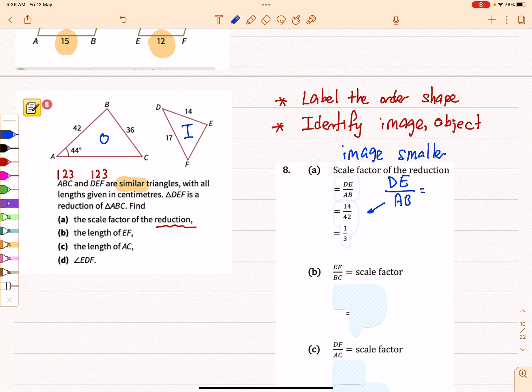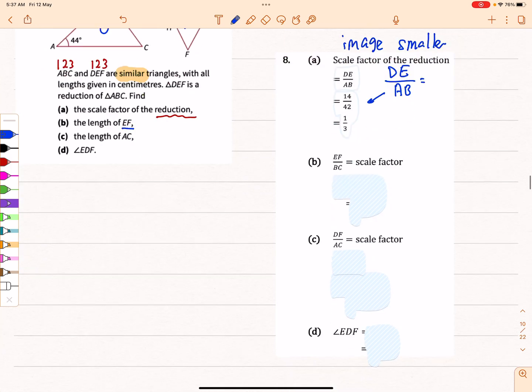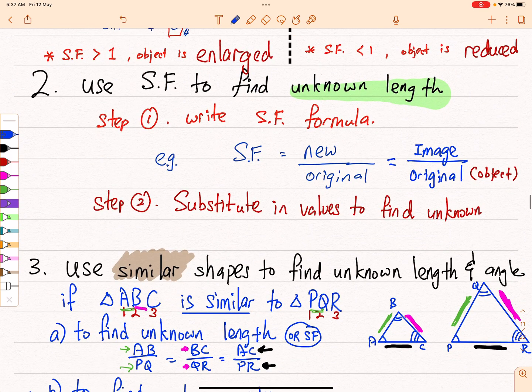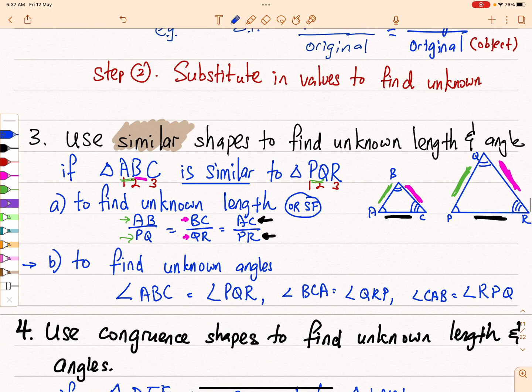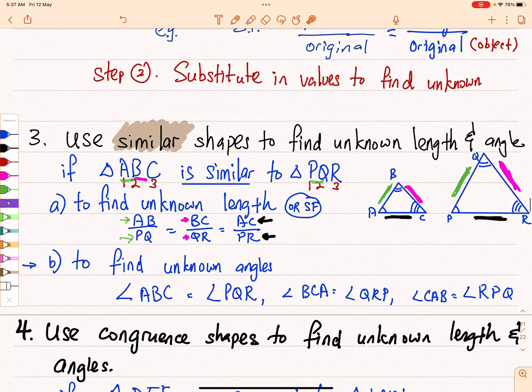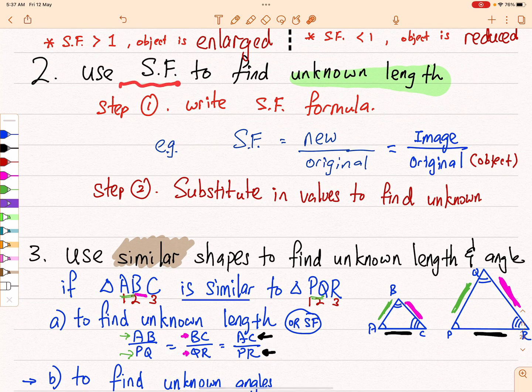Now, if I want to find an unknown length, then I have to recall my notes, my summary page, right? I could use similar triangles to find unknown length, point number 3, right? So the idea is really to use the scale factor. Then I will look at point number 2, I can use scale factor to find. So step 1, I want to write down the scale factor formula. Write down all the things I know, the image length and the object length. Then I want to substitute the values inside.